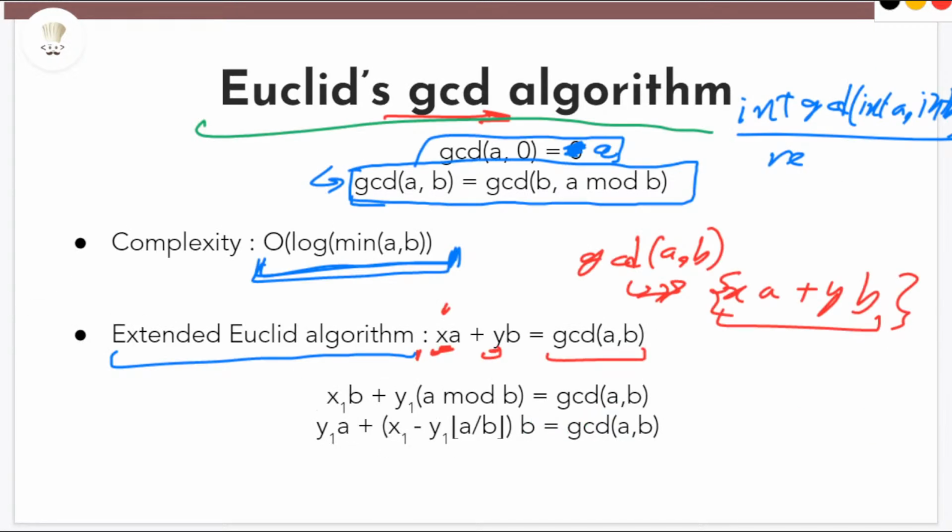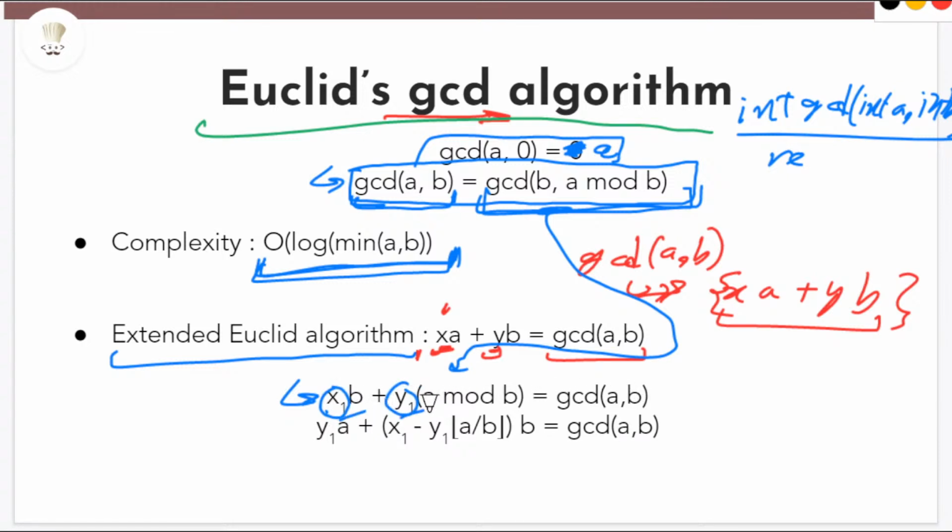And then what it does is, if we have x1 b plus y1 a modulo b is equal to GCD of a comma b, then we can write y1 a plus x1 minus y1 a by b floor, times b, is equal to GCD a comma b. What did I just say? Let me explain that more properly. This is the lower level that we have. We were recursing down by calling GCD a comma b. To calculate GCD a comma b, we were calling GCD b comma a mod b. That function returns us x1 and y1, where x1 b plus y1 a mod b is equal to GCD a comma b.